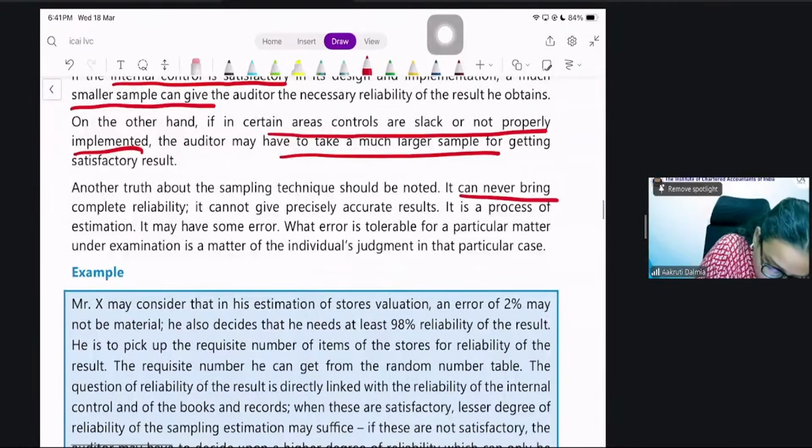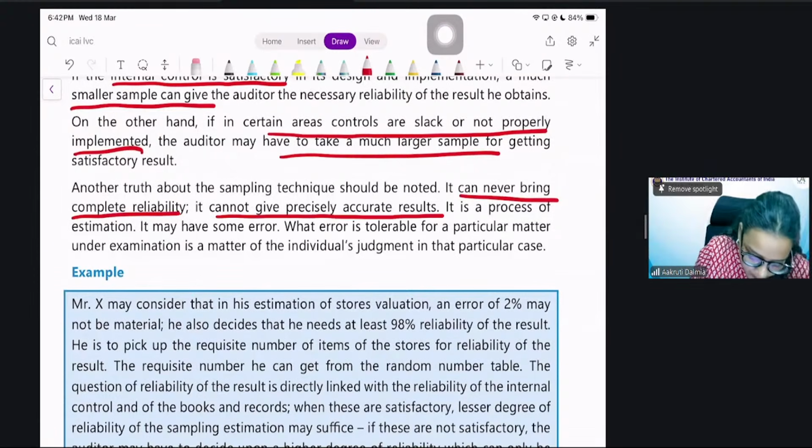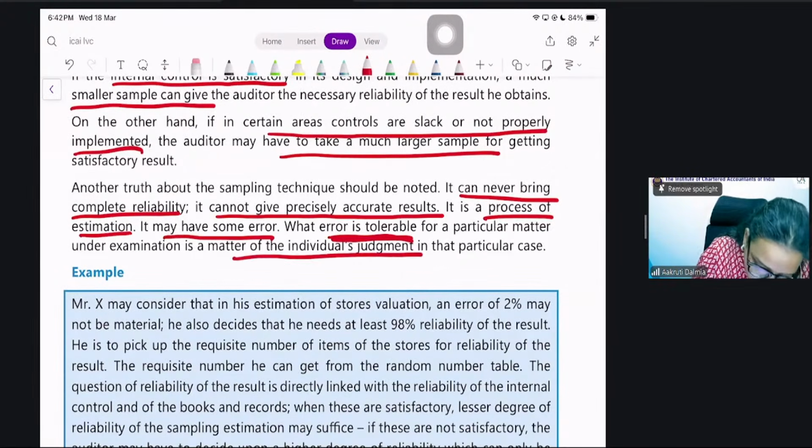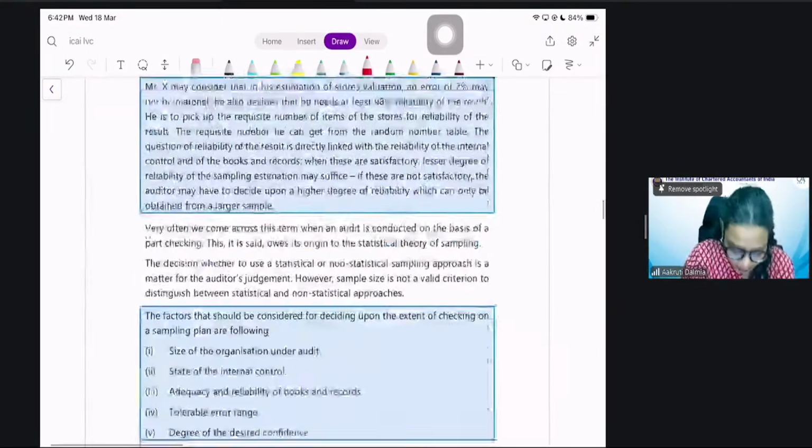It can never bring 100% reliability. It cannot give 100% accurate result. It is a process of estimation. It may have some error. What error is tolerable? That is a matter of individual's judgment. आपको कितना error चलेगा? How much error is okay for you? You have to take that decision. Okay. Finished?